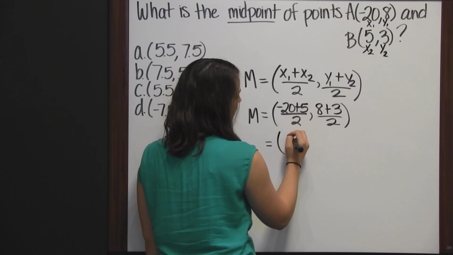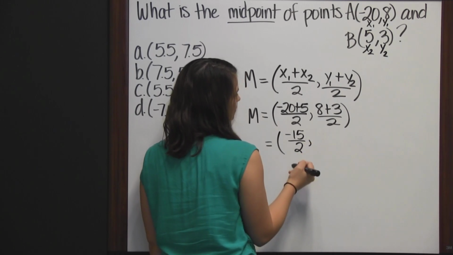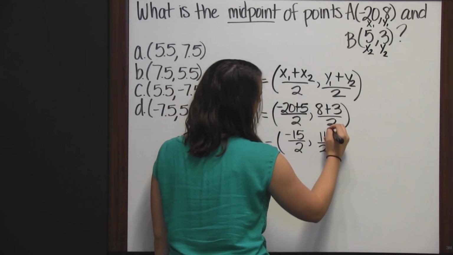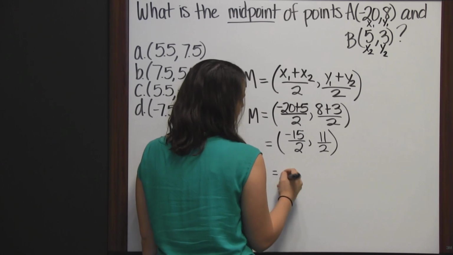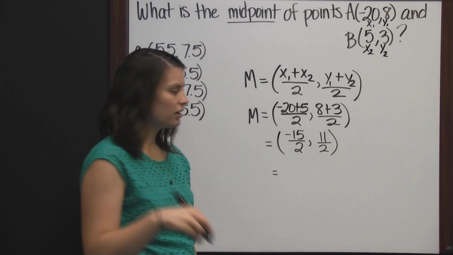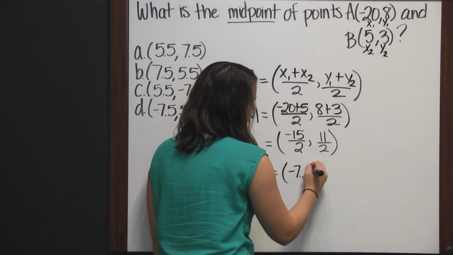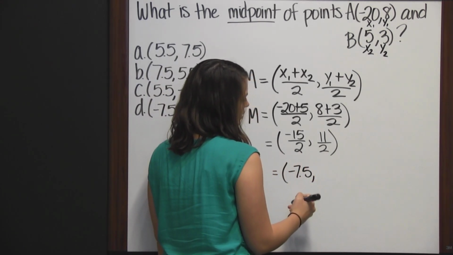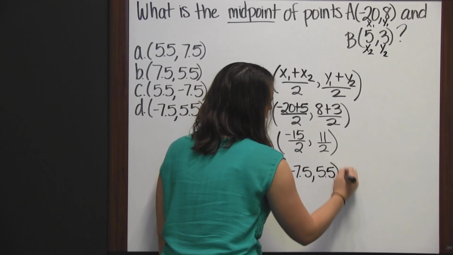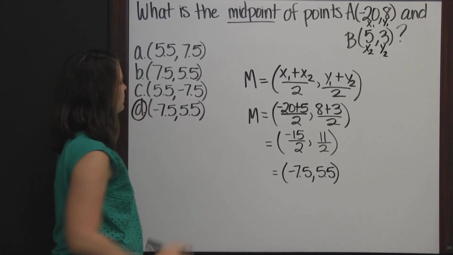Negative 2 plus 5 is 3 divided by 2. And 8 plus 3 is 11 divided by 2. Negative 15 divided by 2, that's a negative divided by a positive, that's a negative. And it's negative 7.5. And then 11 divided by 2 is positive 5.5. So that is answer choice D.